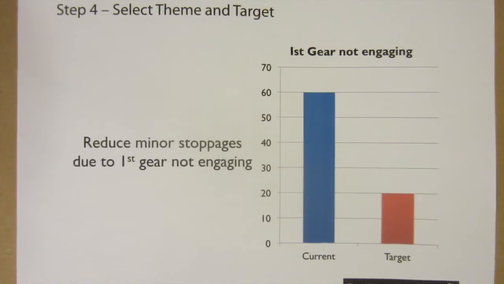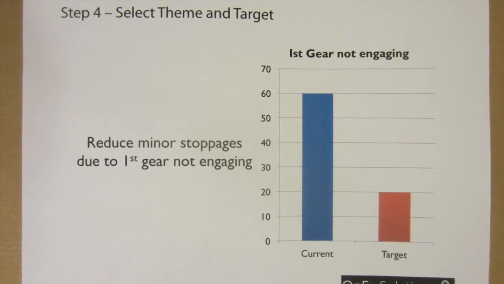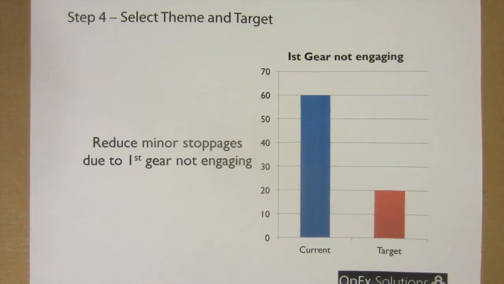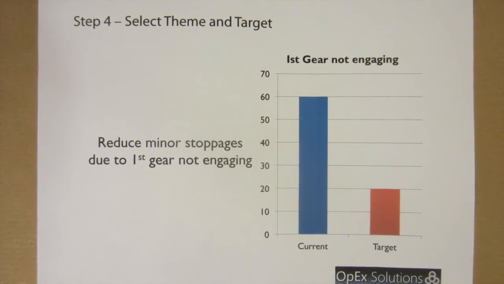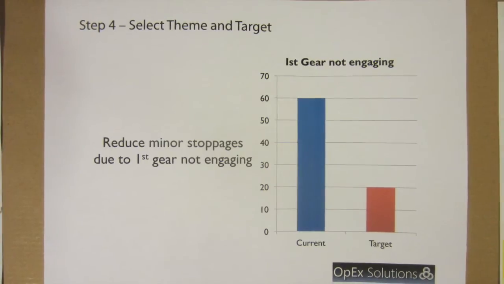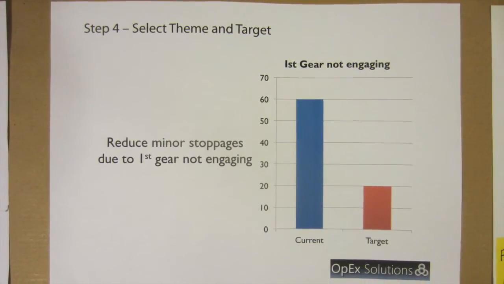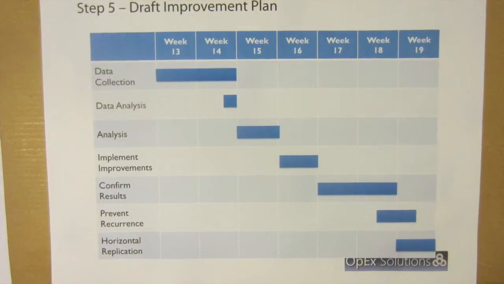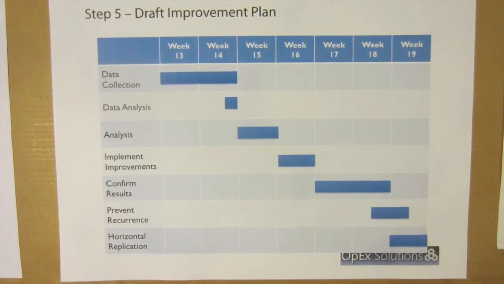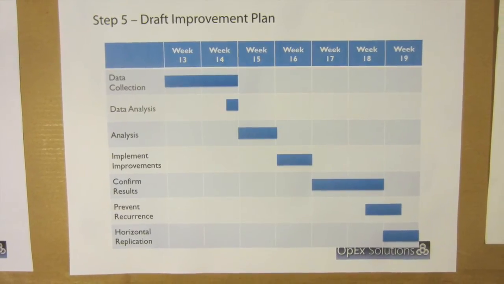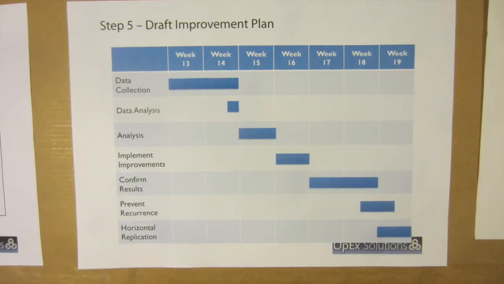Once the issue to be attacked has been identified, step 4 is to set the theme and the target. This is the logical output of the understand present losses stage and in line with the focus area from step 1. An improvement plan is now developed to show the timescale for the activity, broken into its component steps.